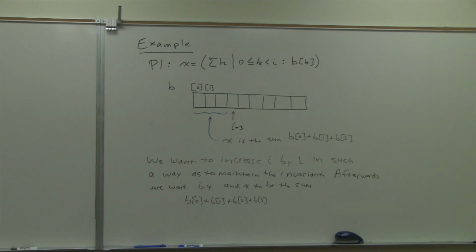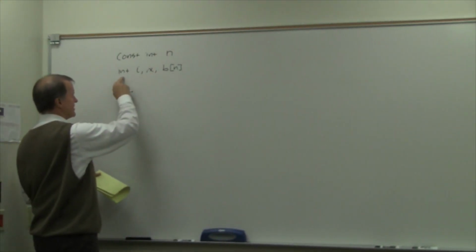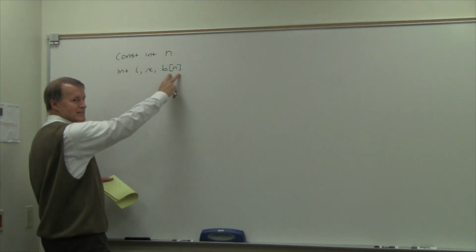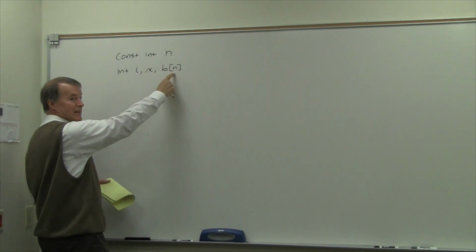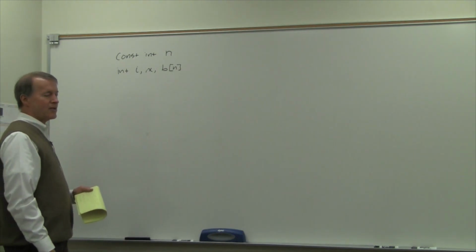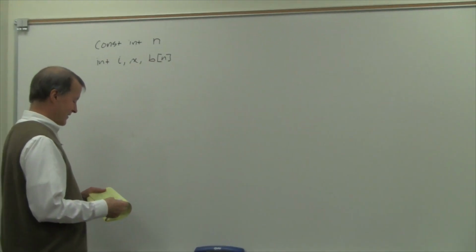So what we're going to have is const int n. Okay, so n would be the size of the array. Const int n, and we're going to have int I, x, and int b, n. This means b is an array with n elements. It's an array of integers because it's int. Is everybody clear on this? By putting the brackets here, that says that it's an array. What we put here is how many elements there are in the array. The fact that it's an int means that it is an array of integers. Yes, all of this is GCL. Yeah, it's similar to Java.